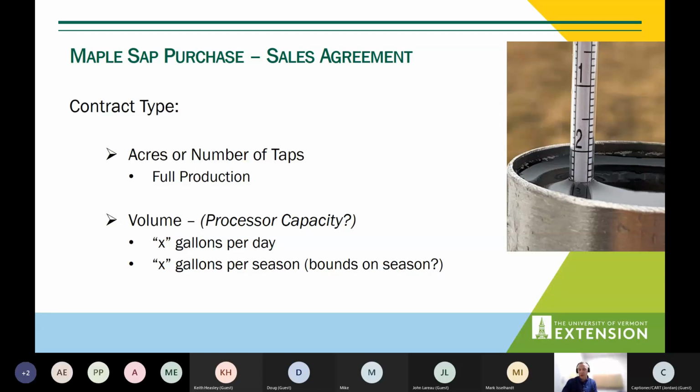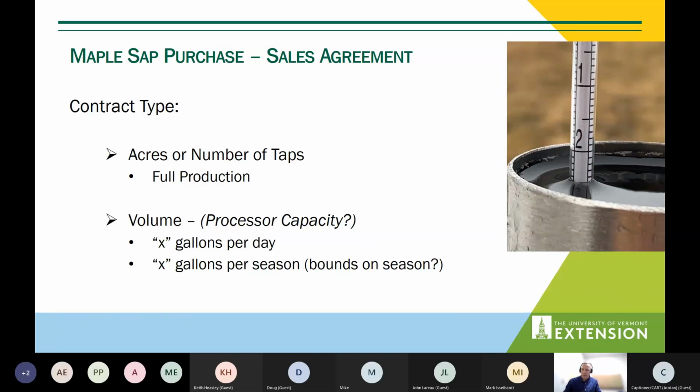Another way an agreement could be established would be based on volume. And I think what this lends itself to is the conversation or the potential that the processor could have capacity limitations at any point in the process. So it is common, and we've seen this in other industries, for a volume-based contract to stipulate that there's a certain number of, in this case, if we're saying sap, a certain number of gallons that could be delivered potentially in a day, potentially in a week. There's a potential cap on the amount of gallons that could be delivered over the season.